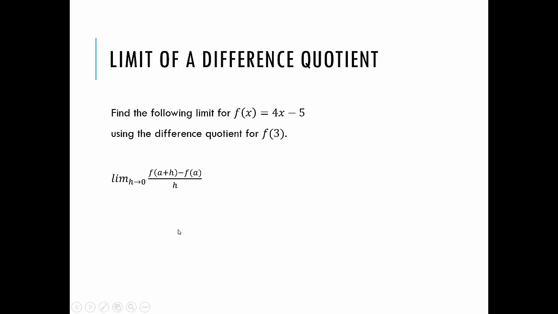So the first thing I do is write my formula. Now, these a's are for a particular x value, in this case they are going to be 3's. So I plug in 3. And then I evaluate my function at 3 plus h and at 3. So I have 4x minus 5, where you see an x, plug in 3 plus h, minus 5. And then minus, be careful because you want to be sure to distribute this negative sign, 4x, where x is 3, minus 5, all over h.